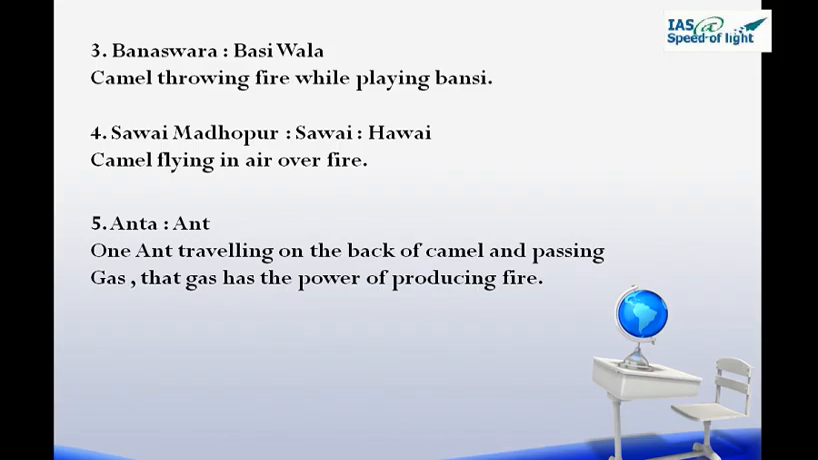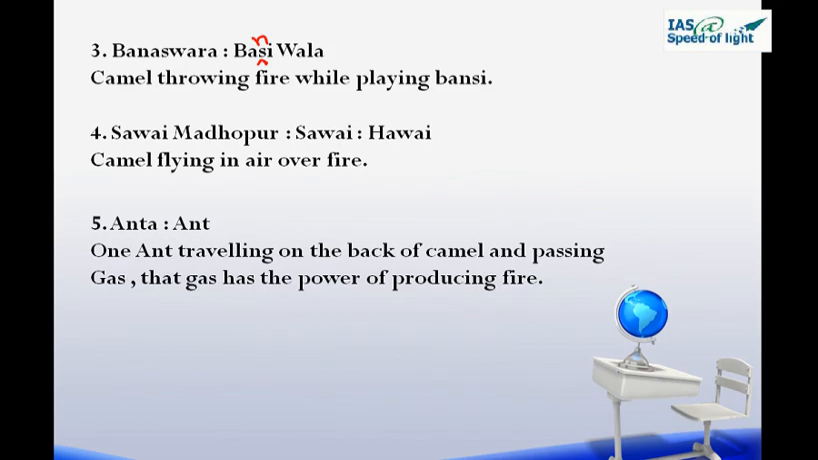Third is Banaswara. And from Banaswara we get Bansi Wala. Bansi is that musical instrument which Lord Krishna used to play. So Bansi Wala. So, a camel throwing fire while playing Bansi.